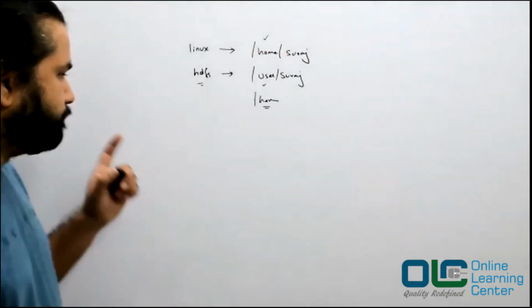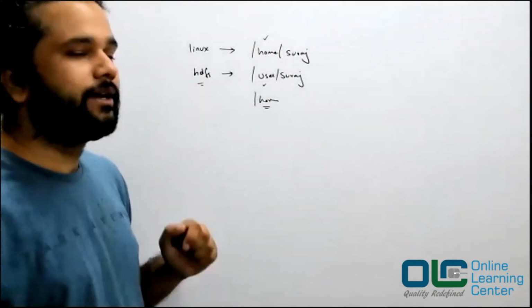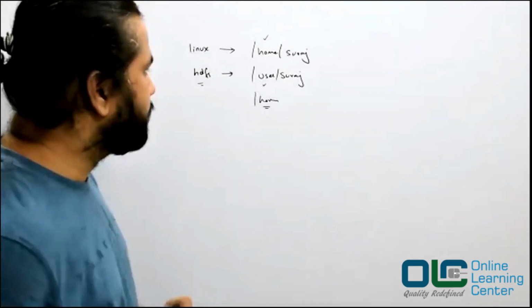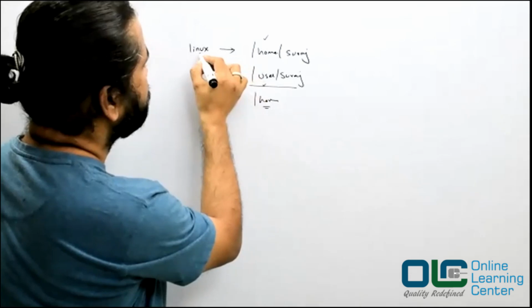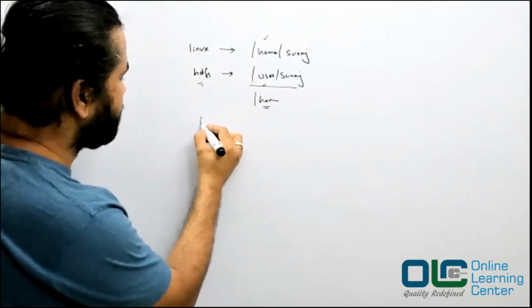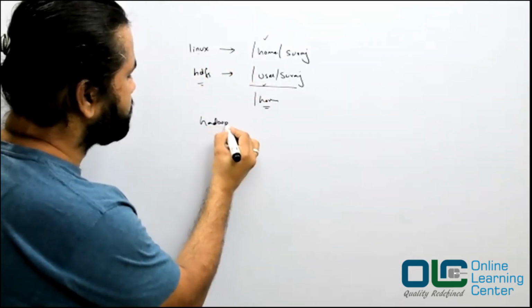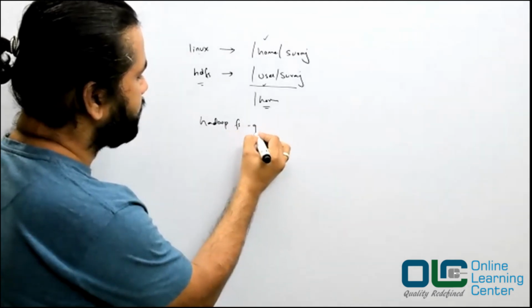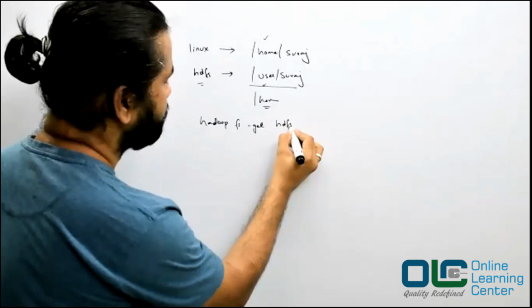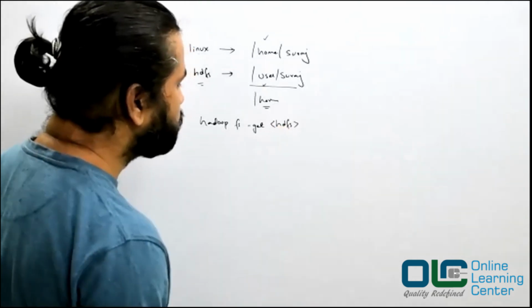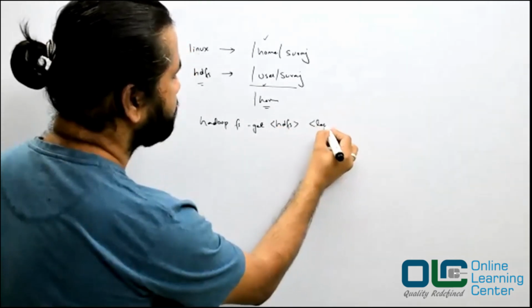So what we are trying to say is, I want to get the data from my HDFS to local. That's the reason we are writing hadoop fs -get. From where to get? The HDFS path. Where to copy that data? Into your local path.